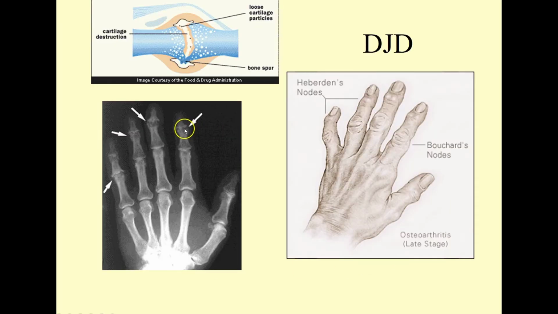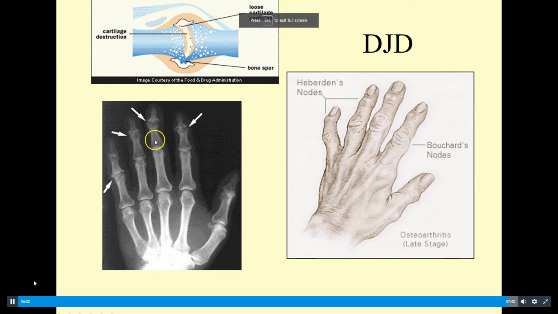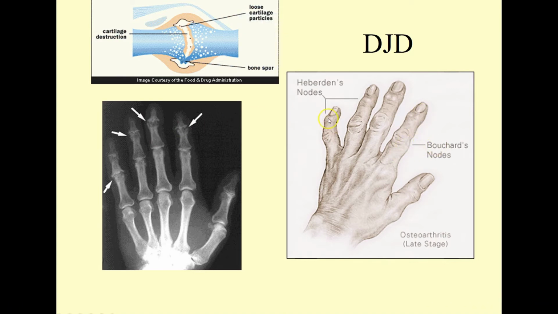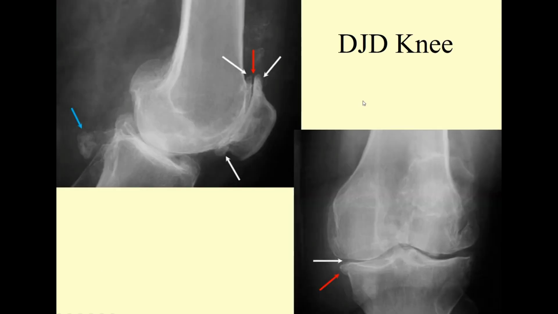Here we have some examples of disease out of the DIP and the PIP. This is purported to be a DJD example, but honestly, this is better for erosive osteoarthritis, a primary form of DJD. Now, this sketch is quite good. Here's the change in contour that represents Bouchard's nodes, and then you can see the change in contour that represents Heberden's nodes.